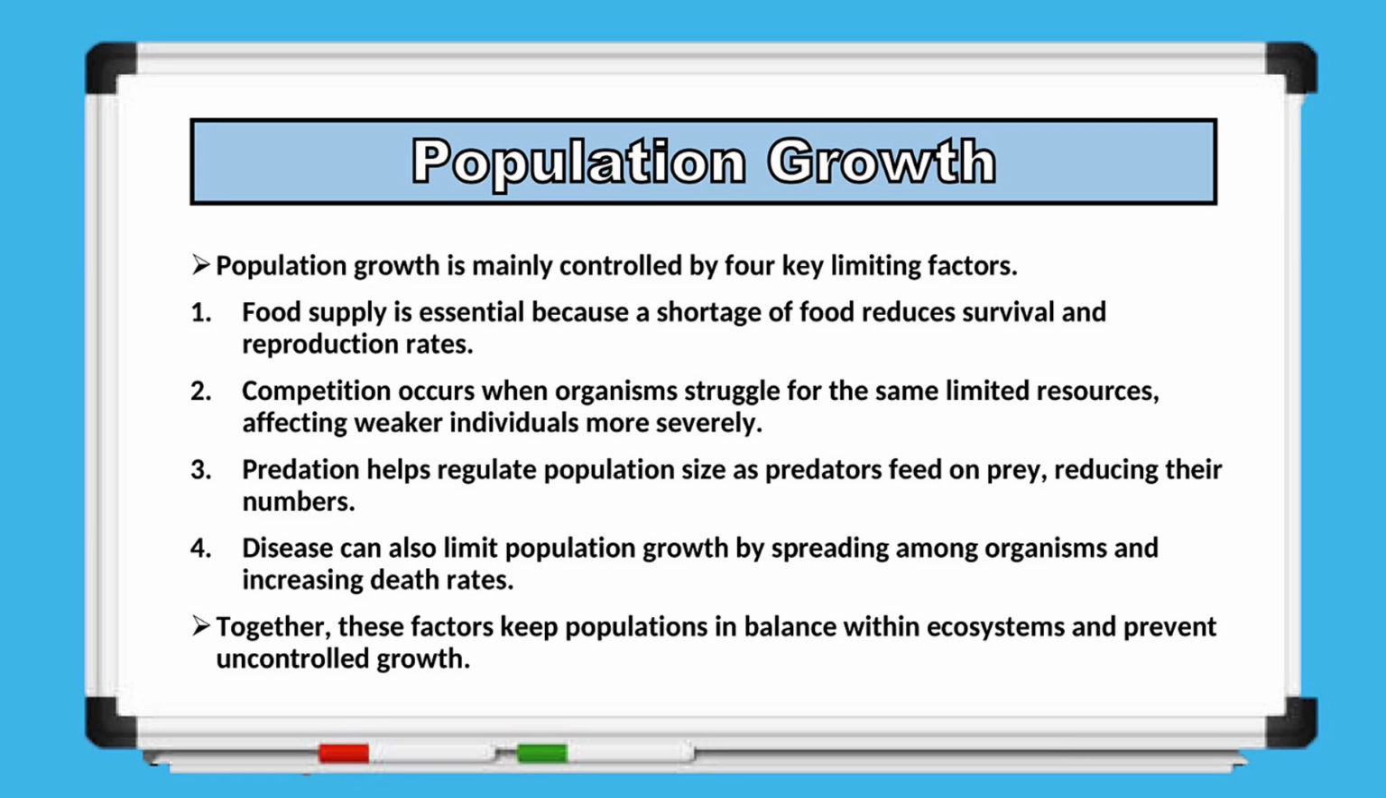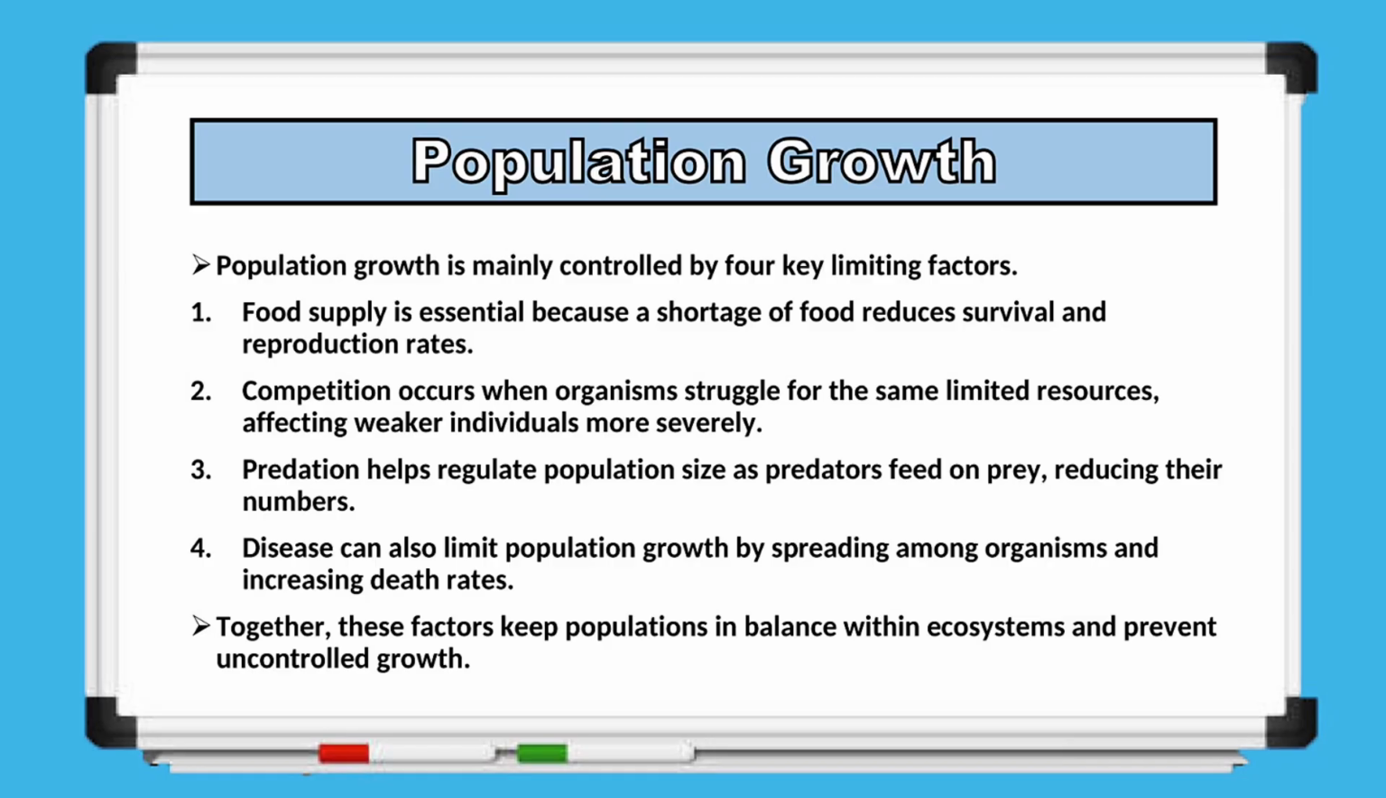The second factor is competition. Competition occurs when organisms compete for the same limited resources, such as food, water, space, or mates. In these situations, individuals that are better adapted are more likely to survive, while weaker individuals are less successful and may not survive or reproduce.